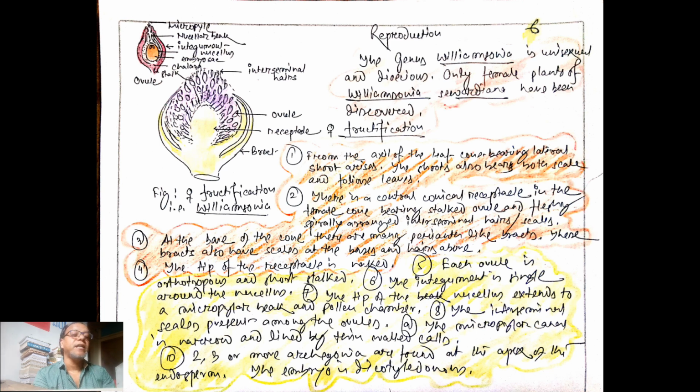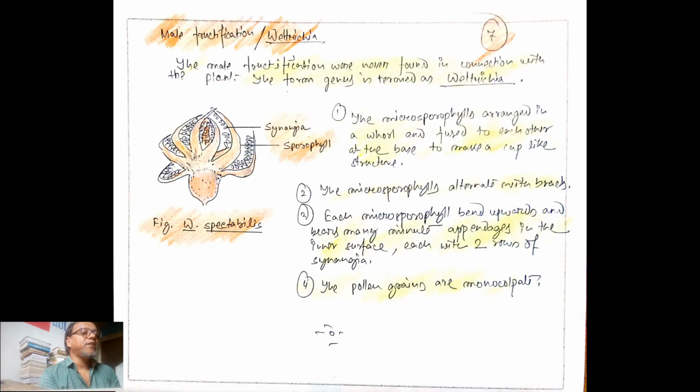The embryo is dicotyledonous. So if we study the ovule, then we may see that the ovule is having a short stalk, having one integument, inside that one nucellus, which is at the apex. It has made the integument and micropyle and the nucellar beak, pollen chamber also, and inside that the female archegonia are present. In the 7th page, it is about the male fructification.